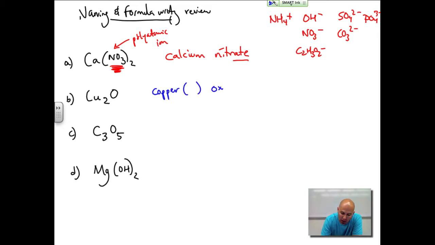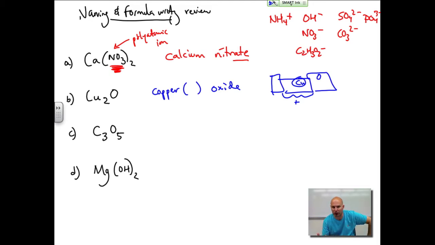This next one here, Cu2O, copper something oxide. Why do I say something? Well, because I know when I look in the periodic table that copper is in the middle. And remember, those transition metals are always positive, but they can change. Copper's with oxygen, so it's an ionic compound. It's a transition metal with oxygen. So what is the charge on copper?